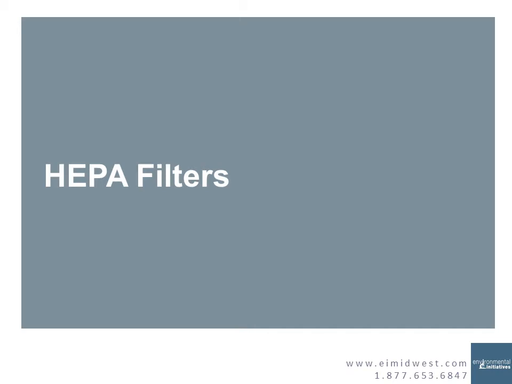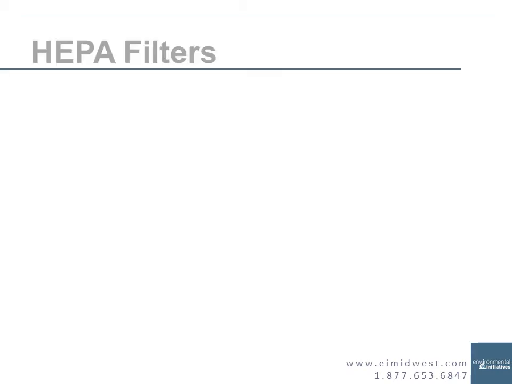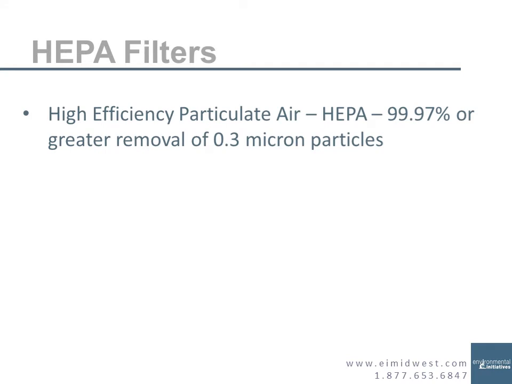Now let's talk about our beloved HEPA filters that we use every single day in the restoration industry. HEPA stands for High Efficiency Particulate Air, and in the United States, that means that the filter can remove 99.97% or more of particles that are sized at 0.3 micron. Not bigger particles, not smaller particles, but particles at 0.3 micron. We're going to talk about why that number, that 0.3, is so important later.